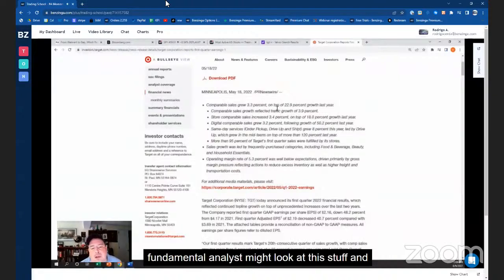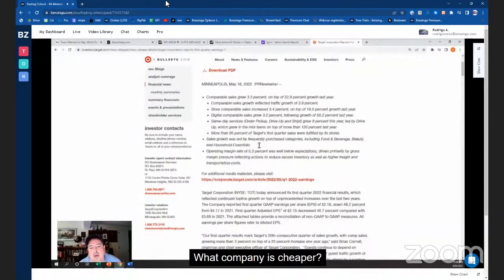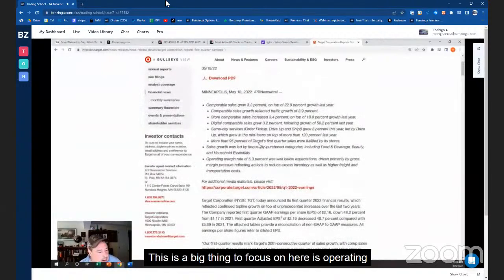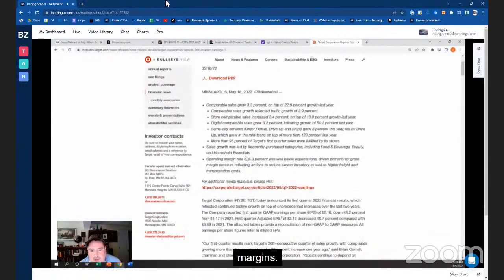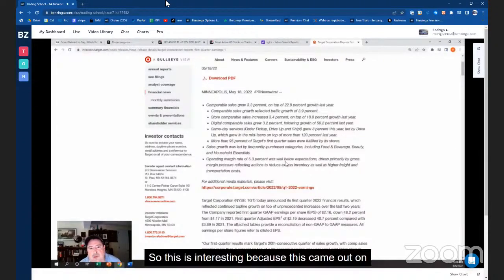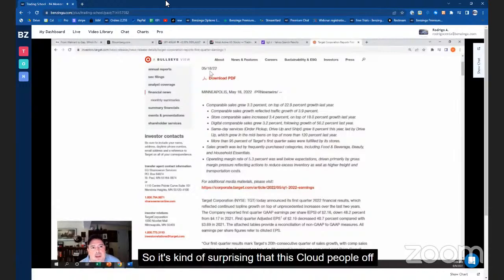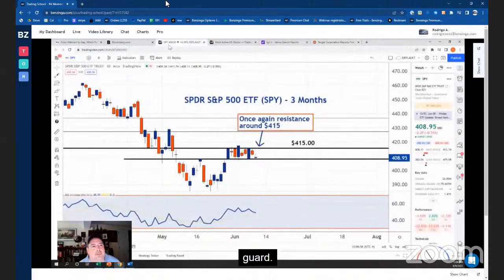So a fundamental analyst might look at this stuff and say, how does Target stack up against, I don't know, what would be its rival, maybe Walmart? What company is cheaper? A big thing to focus on here is operating margins. Operating margin rate of 5.3% was well below expectations. So this is interesting because this came out on 5/18. So it's kind of surprising that this caught people off guard.